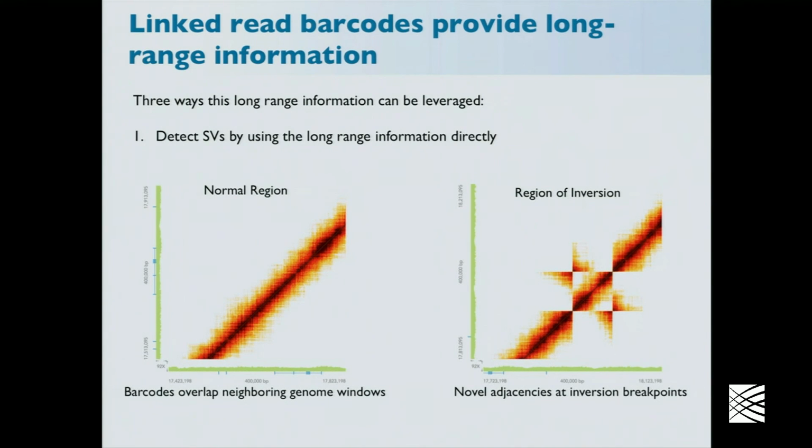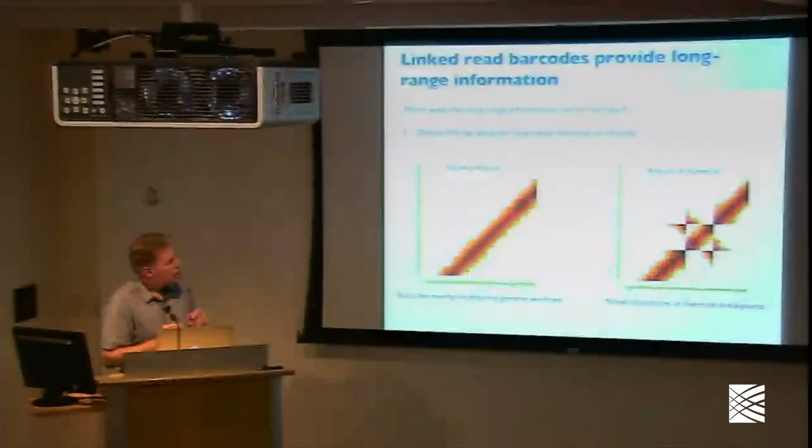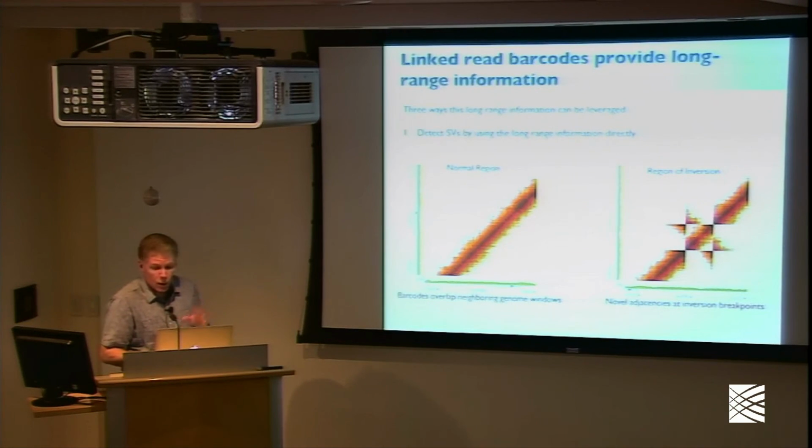On the right, this is the kind of pattern you get if there was an inversion. In this case, a homozygous inversion, so the pattern is really clear. The heat map is showing that the buddies are not near each other when you align them back to the genome. If you took the reference and flipped that segment, though, all the buddies would go back to being near their friends. So you can use this to call structural variation, and that's one approach people are using with this long-range information in the linked read barcodes.